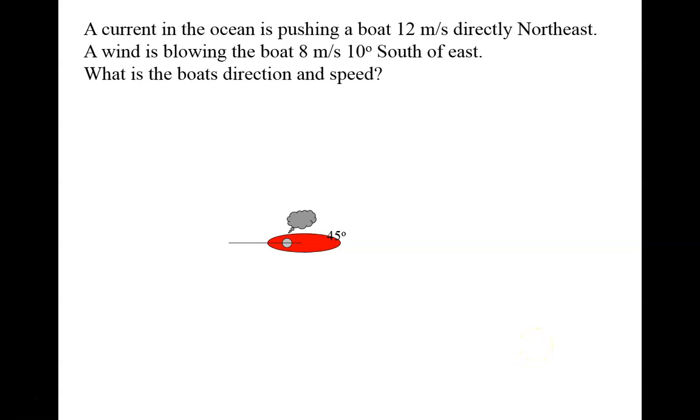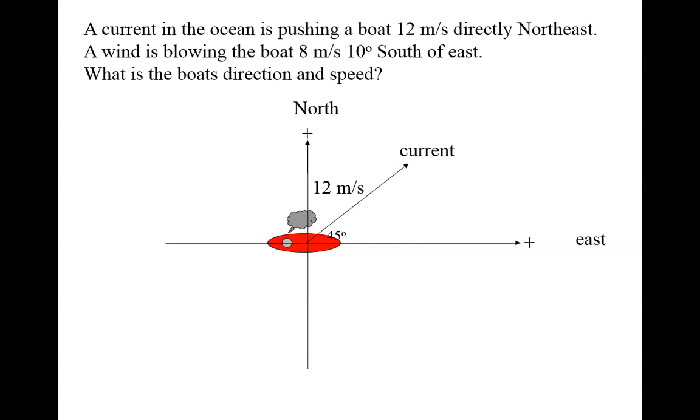So here we've got water in the ocean pushing a boat at 12 meters per second directly northeast, and a wind blowing the boat 8 meters per second, 10 degrees south of east. What we want to do is figure out the actual boat speed, which would be a result of these two vectors, so adding them together. So we've got the current vector, which is 12 meters per second at 45 degrees. And then we've got the wind vector, which is 8 meters per second, 10 degrees south of east.